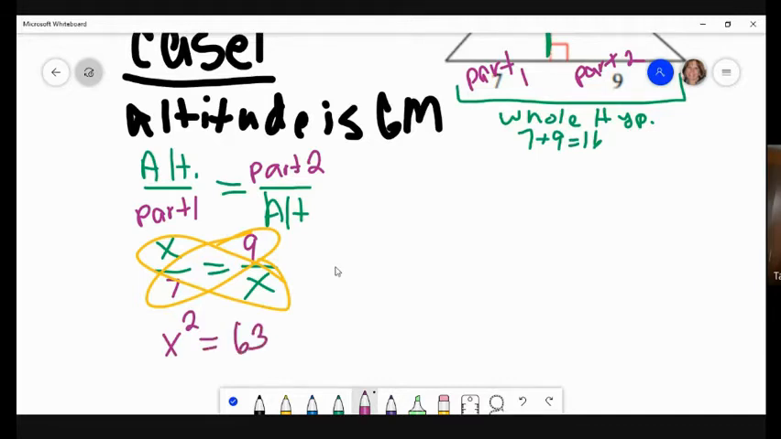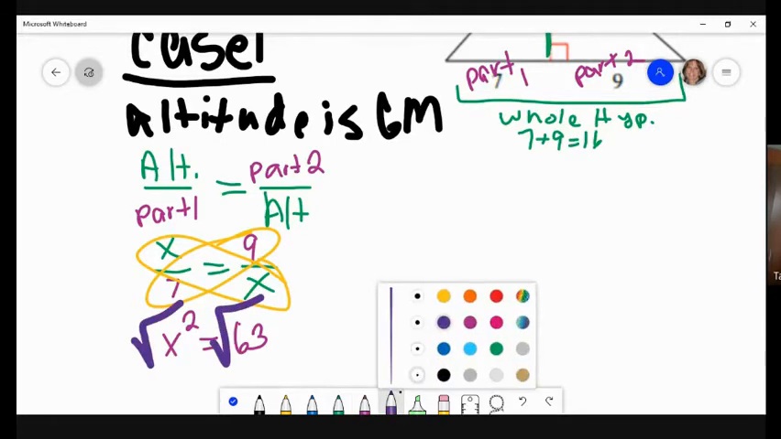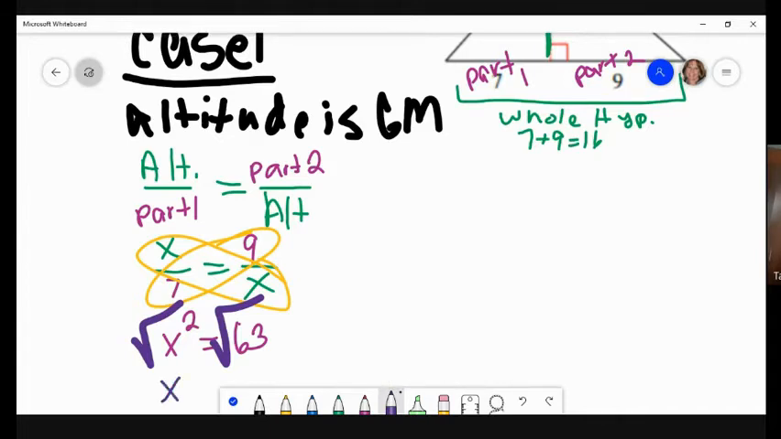To solve for X, since it's squared, we're going to undo it by doing a square root. Okay, so we're going to take the square root, and that's going to be, get out our handy dandy calculators because we're not going to do that in our head right now.